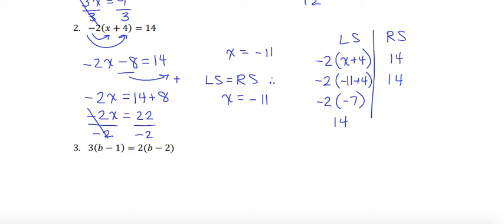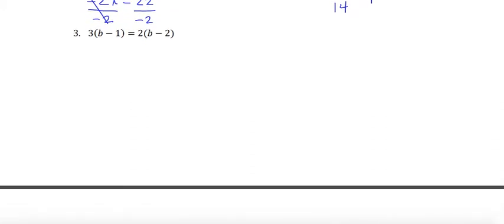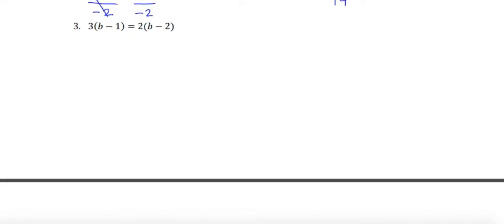Sometimes you might have brackets on both sides of your equation, and that just means we have to apply that distributive property not only on one side of the equation, the left side, but also the right side. So we're going to now multiply our bracket on the left-hand side of the equation by 3. So I'm multiplying my b and my negative 1 by 3. And on the right-hand side, I have a 2 out front, so I'm going to multiply my b by 2, and then my negative 2 also by 2.